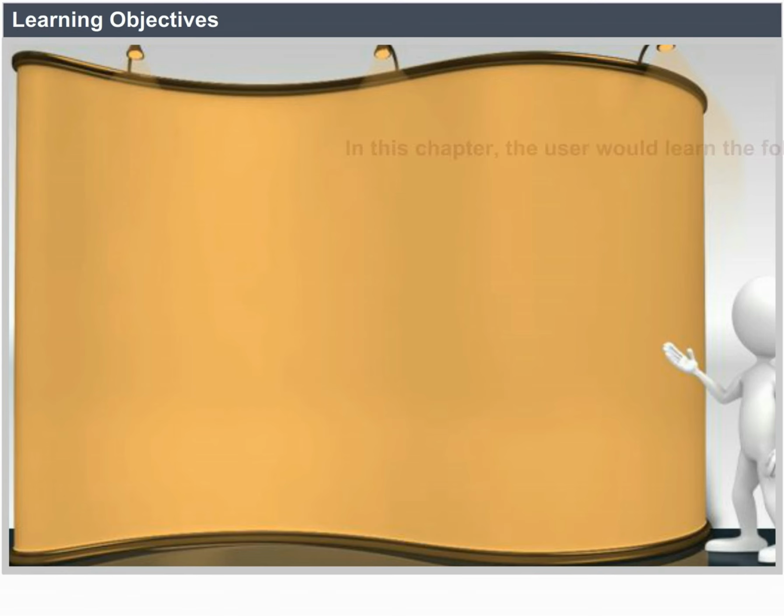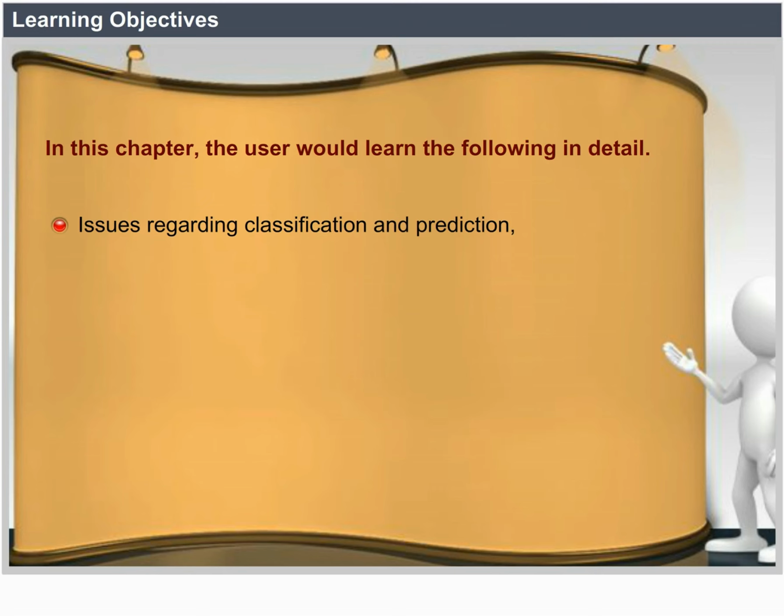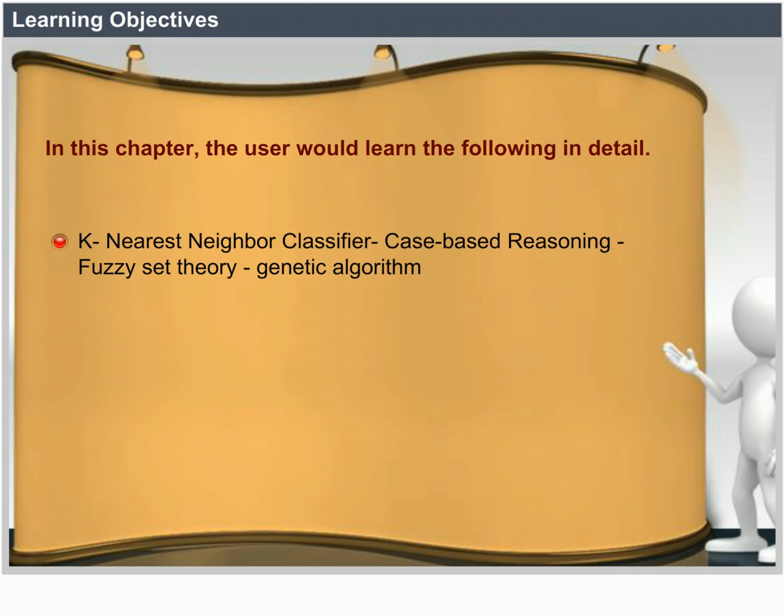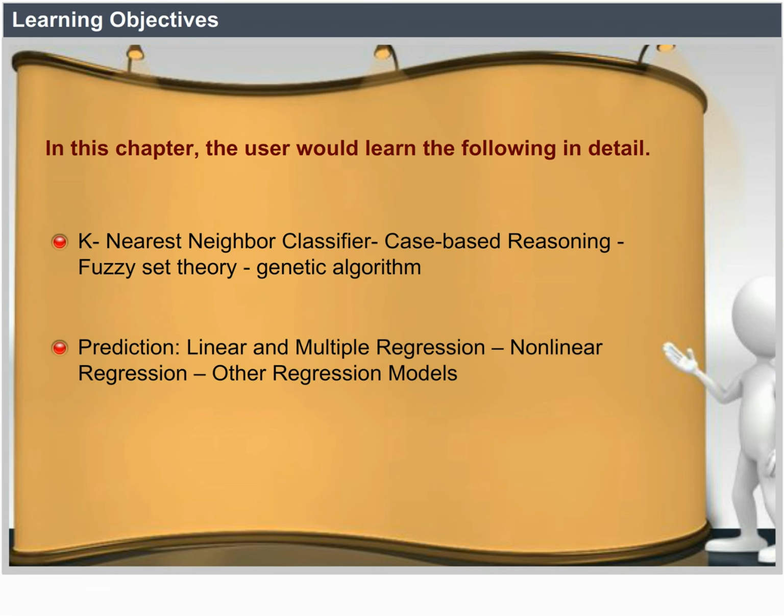Learning objectives. In this chapter, the user will learn the following in detail: issues regarding classification and prediction, different classification methods including decision tree induction, Bayesian classification, neural network technology, nearest neighbor classifier, case-based reasoning, fuzzy set theory, genetic algorithm, prediction, linear and multiple regression, nonlinear regression, other regression models, classifier accuracy.